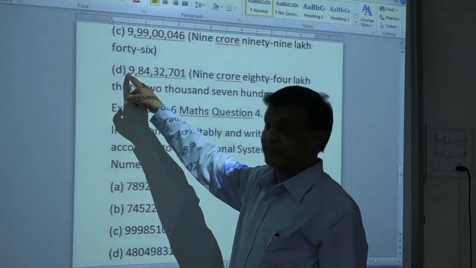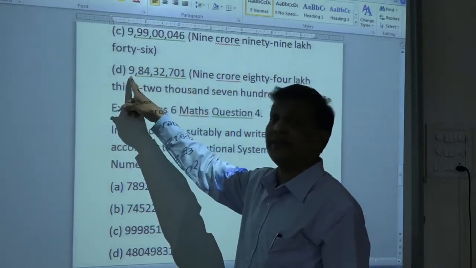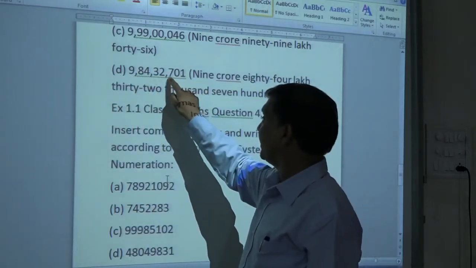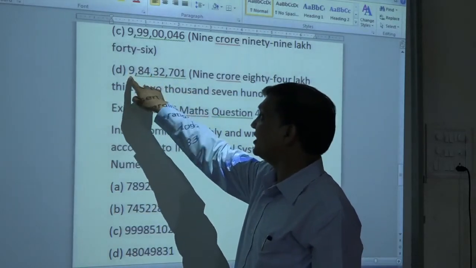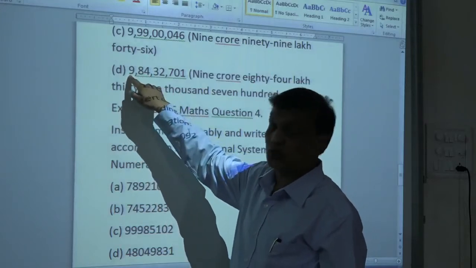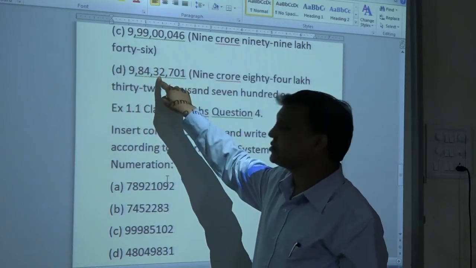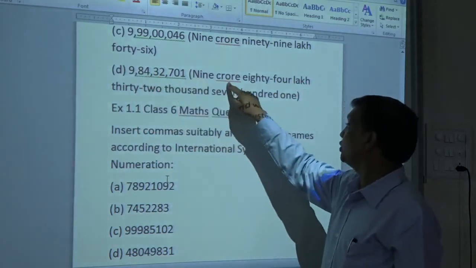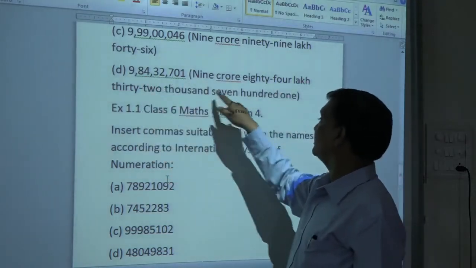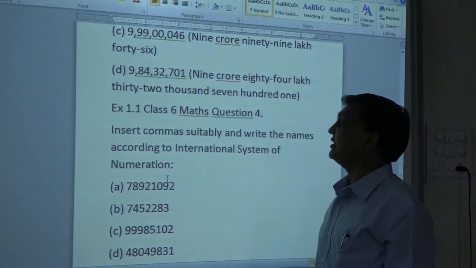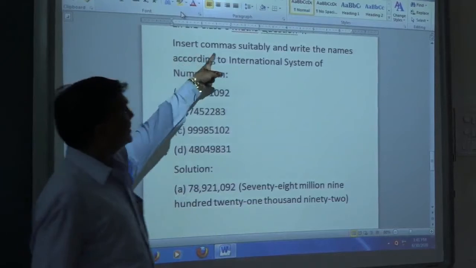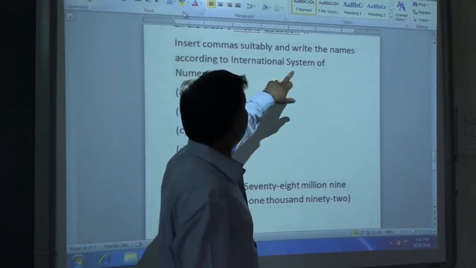Again, for the number you have to put a comma according to the Indian system. Three digits before the comma, two digits before the comma, two digits before the comma, one digit is left. Now again start from the right to the left. Read the numbers: ones, tens, hundreds, thousand, 10,000, lakh, 10 lakh, crore. Again stop at crore. So this number is in crore: 9 crore, 84 lakhs, 32,701.